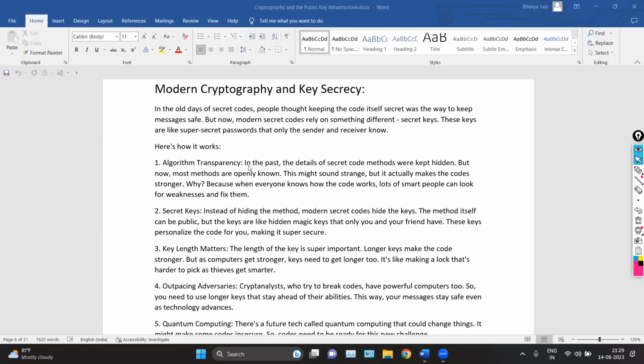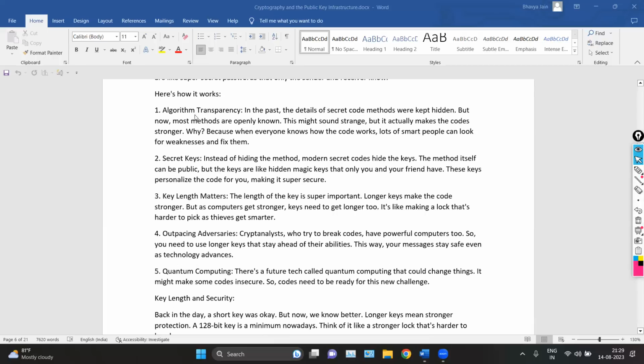Because we are using an algorithm here. An algorithm is a step-by-step process, a set of steps created via mathematical calculations, and the algorithms used in cryptography are irreversible. So even if you know the working of the algorithm, you still cannot reverse the key, because it is irreversible. That is why in modern cryptography it is not important to hide the method. So, algorithm transparency.